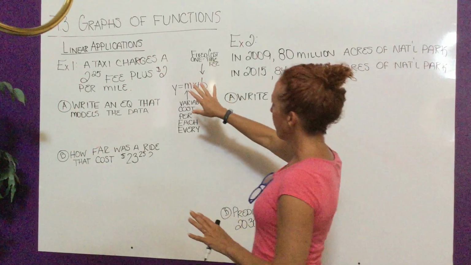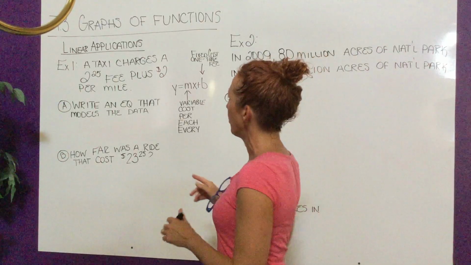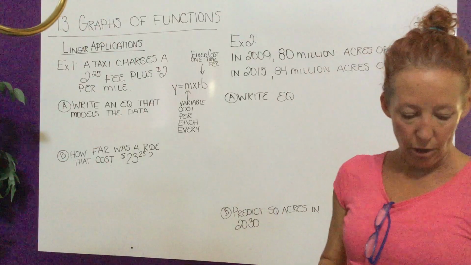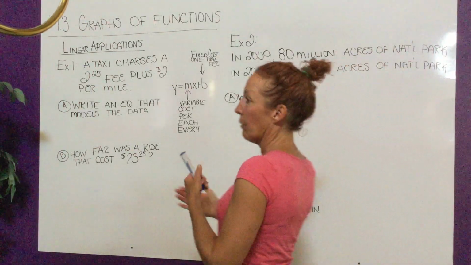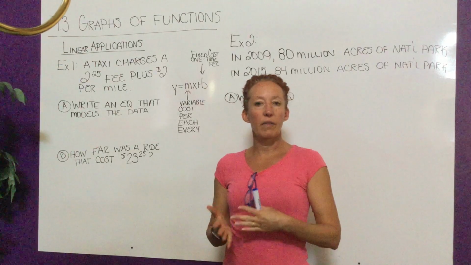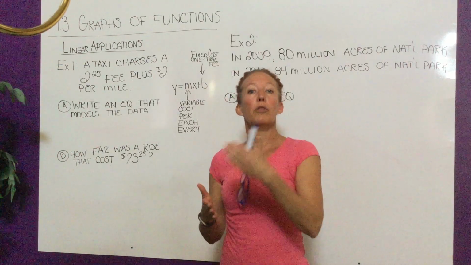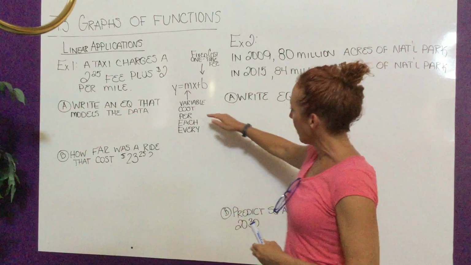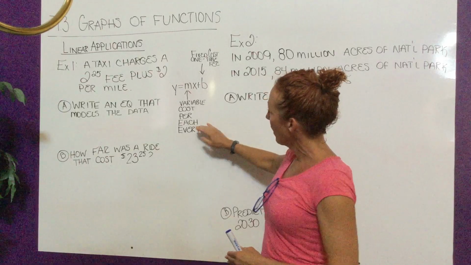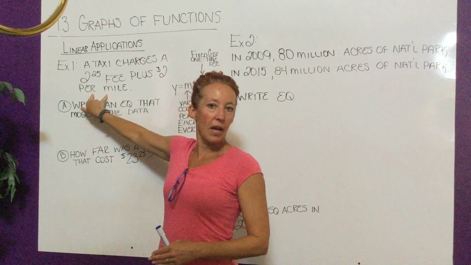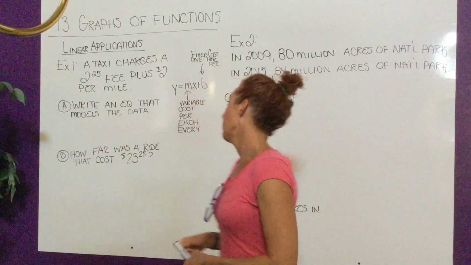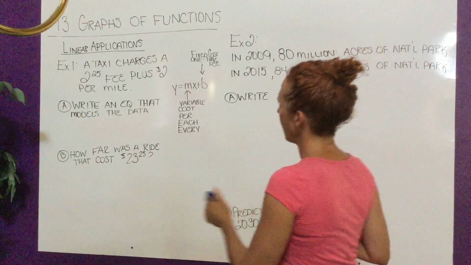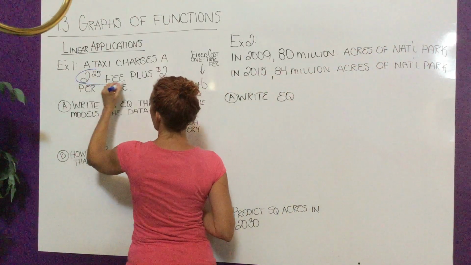All right, example one. A taxi charges a $2.25 fee plus a $2 per mile charge. So one of these numbers is a one-time deal, and one of these numbers is something that we're gonna multiply by every day, every hour. We're gonna look for keywords like per, each, and every. And so you can see that when it comes to a taxi and charging you, they charge by the mile. And so this is gonna be our one-time fee.